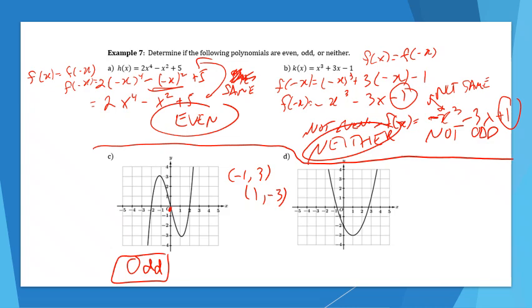And then this graph, a lot of people want to say that it's an even function, but it's not. That's so wrong, because remember, the y-axis is your line of symmetry, not x equals 1. So this should be neither. We know it's not even, and we know obviously it's not rotationally symmetric either. So this one should be neither for D.